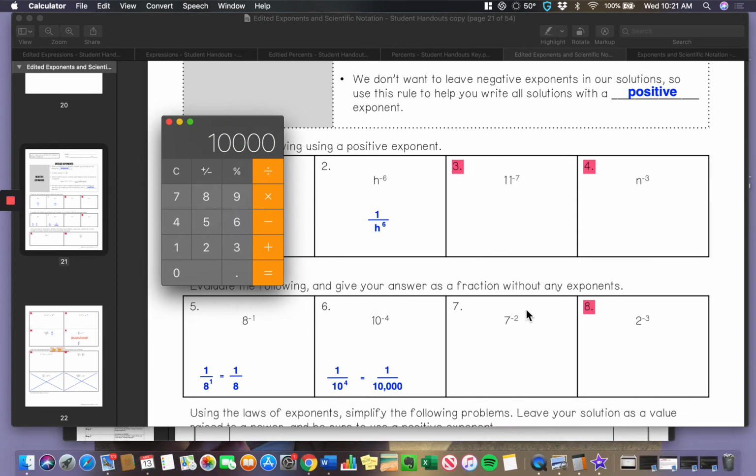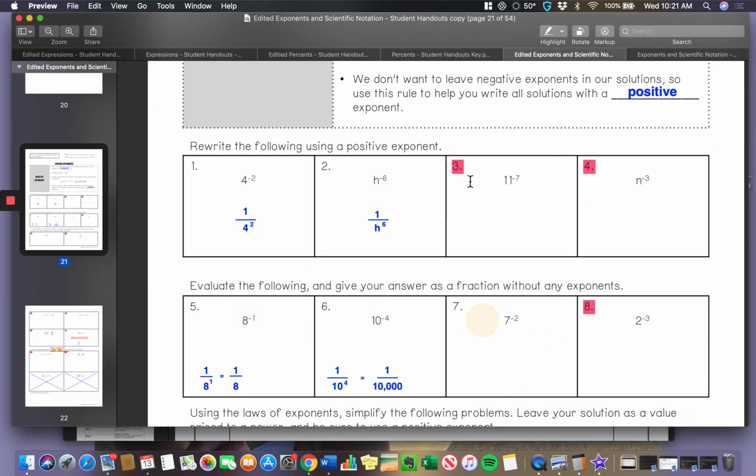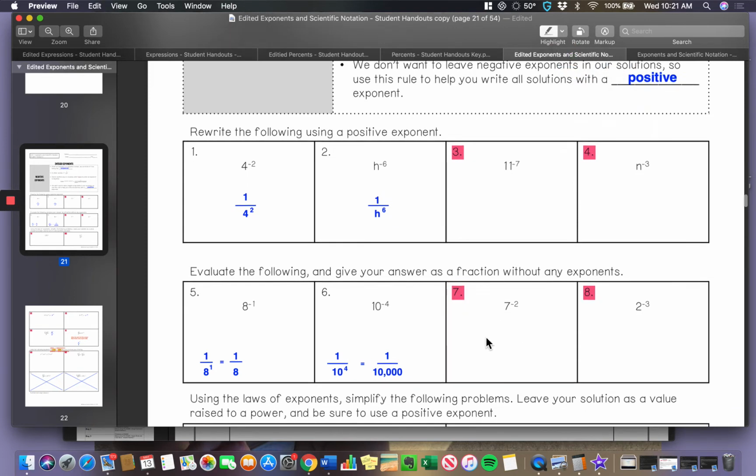So for number 7, you are going to need to do that problem as well. Okay, and number 8 as well.